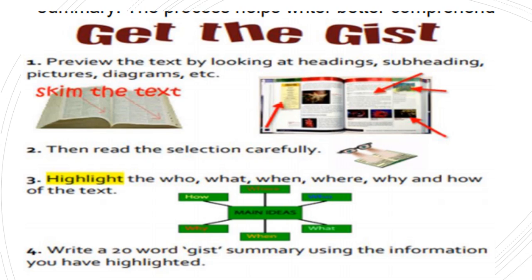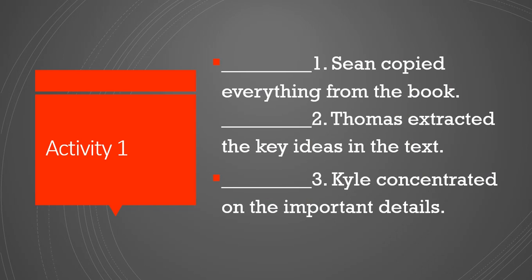Number four, after highlighting or finding out the answers to those questions, it's now time for you to write. Remember, just a 20-word gist summary using the information you have highlighted. Again, 20-word gist only. All right, what else? Oh, we're done with the strategies. So once again, what are the strategies? We have the outlining, the use of graphic organizer, we have the gist summary, and we have the journalistic question.